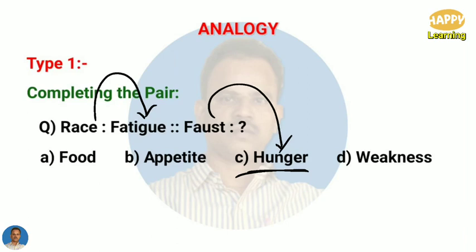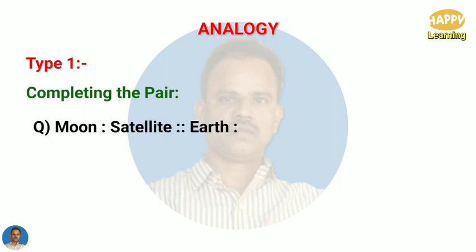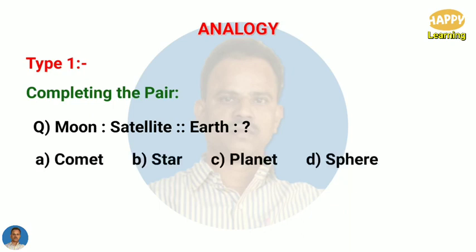Okay, right. Next question. Moon is proportionate to satellite, and similarly Earth is proportionate to dash. See, moon is proportionate to satellite. So, moon is a satellite. Moon is a natural satellite of Earth. You know that.